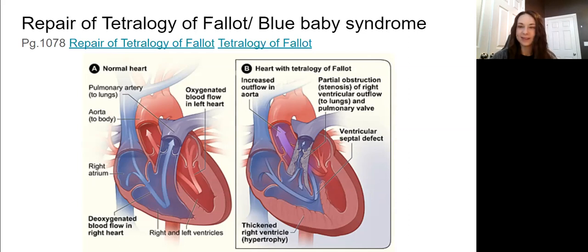So kind of the same idea with these people that are having hypoxic spells, usually after exercise or something like that. So they feel faint, like they're gonna pass out. So they squat down to try to deal with that.